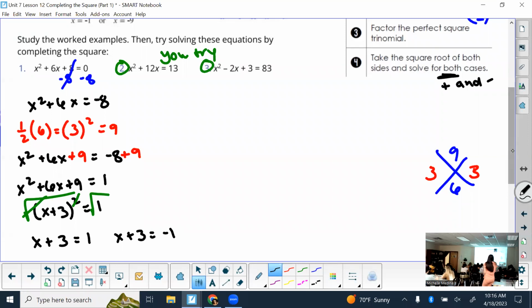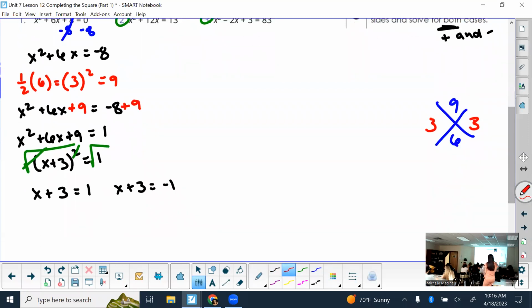So then you solve. How do you get rid of the 3? And you'll actually do that for both of them. And then I get x equals, what's 1 minus 3?